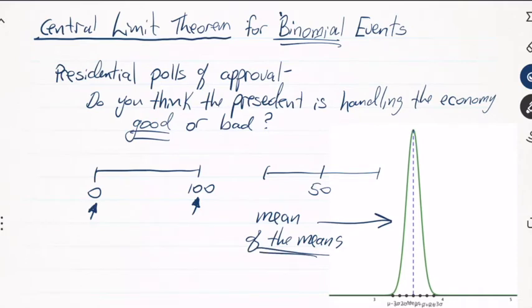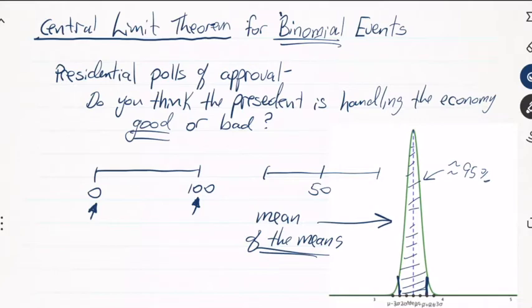So if one sampling has a 40% approval rate for the president's handling of the economy, and another sampling has 60%, and then you just keep doing a bunch of calls to different groups of people, you'll find that the true mean of the population is going to be contained rather close to two standard deviations away from the mean. Remember, each one of these dots is a standard deviation. So if we're two standard deviations away, approximately 95% of the population will be within these bounds.